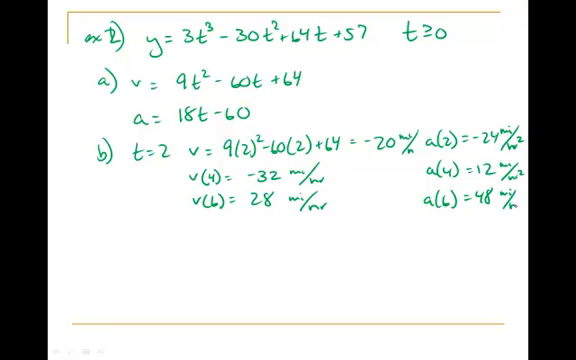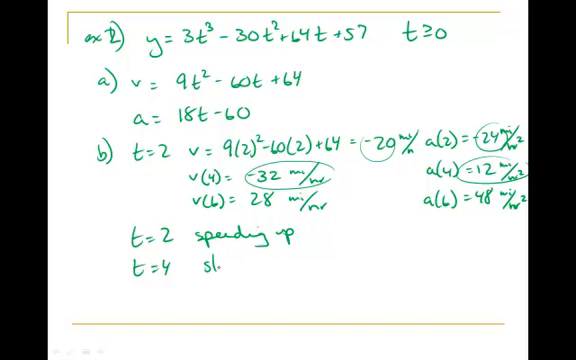So let's talk about whether or not the object is speeding up or slowing down. At t equals 2, velocity is negative and acceleration is negative. This object is speeding up in a negative direction. At t equals 4, velocity is negative, it's going down, but acceleration is pushing positively, therefore it's slowing down. And at t equals 6, both are positive, therefore the object again is speeding up, but this time in the opposite direction from at t equals 2.